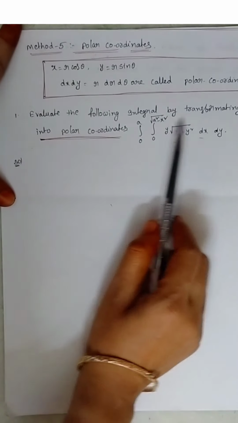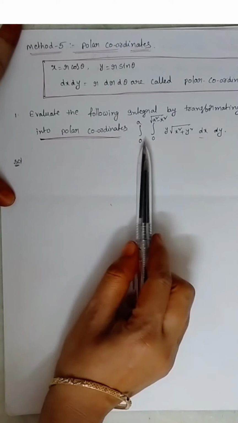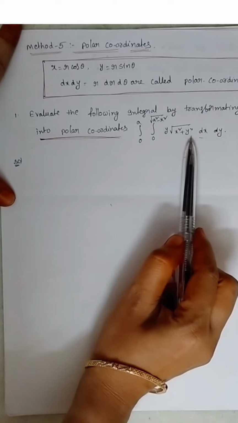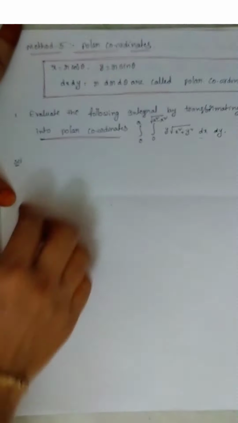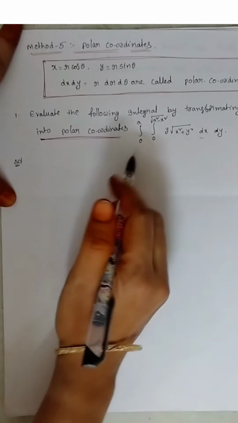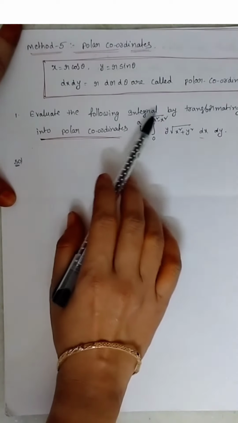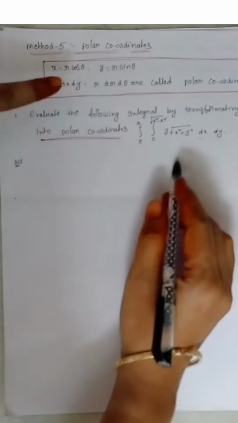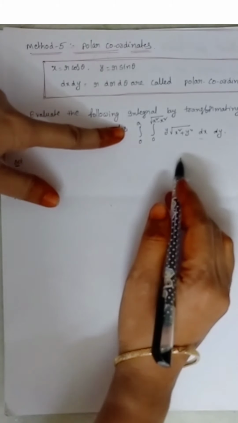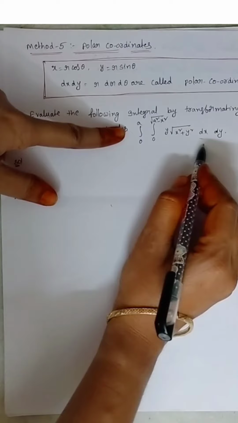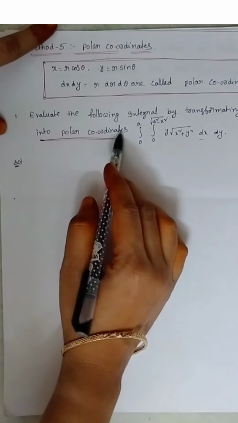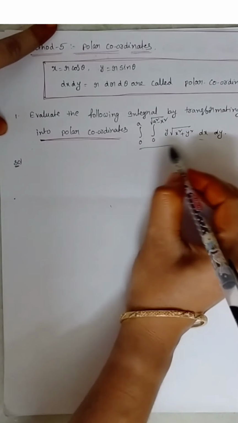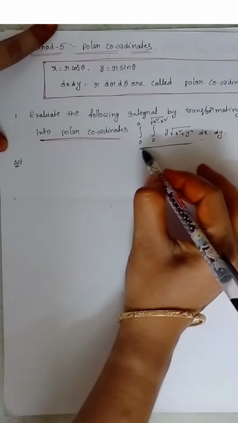Evaluate the following integral by transforming into polar coordinates: integral 0 to a, integral 0 to root of a square minus x square, y into root of x square plus y square dx dy. So this is the problem. Here they are asking to find the integral by transforming into polar coordinates. Without that mention, we would just find the integral directly.